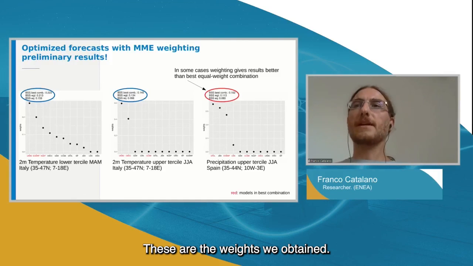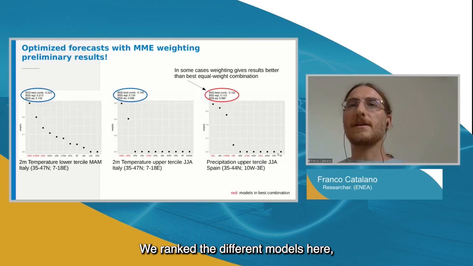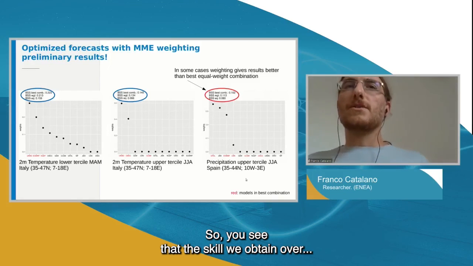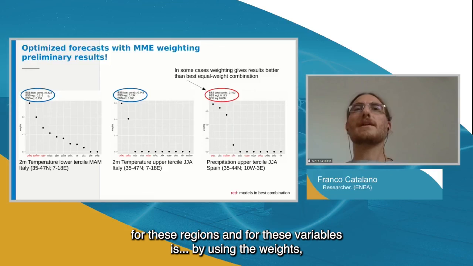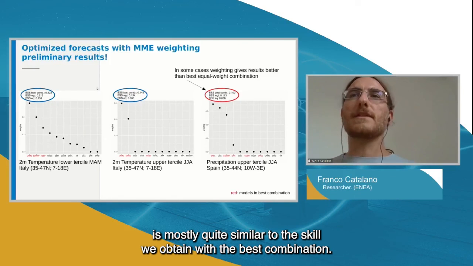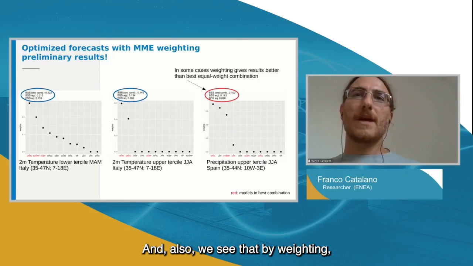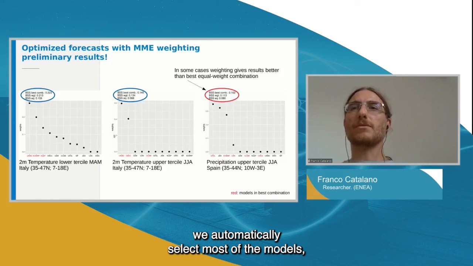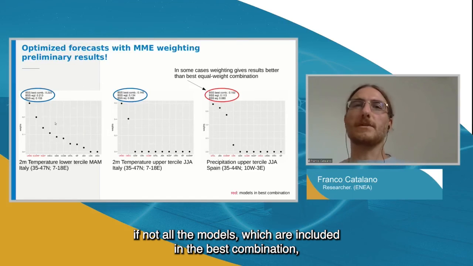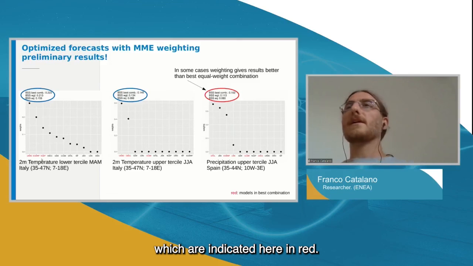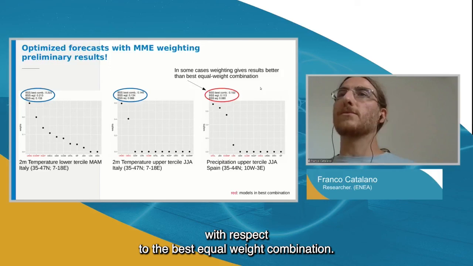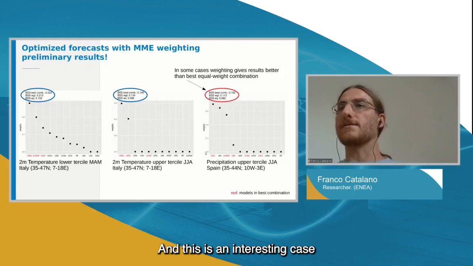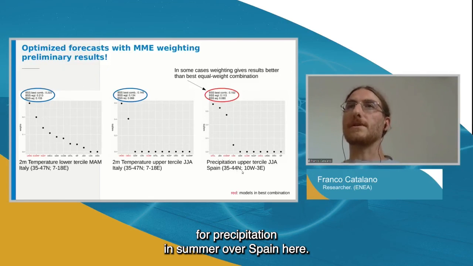These are the weights we obtain, and we ranked the different models here, for different domains and different variables. So you see that the skill we obtain for this region and for this variable by using the weights is mostly quite similar to the skill we obtain with the best combination. And also we see that by weighting, we automatically select most of the models, if not all the models, which are included in the best combinations, which are indicated here in red. But interestingly, we see that for some cases, we can also get better results when we use weighting with respect to the best equal weight combination. And this is an interesting case for precipitation in summer over Spain here.